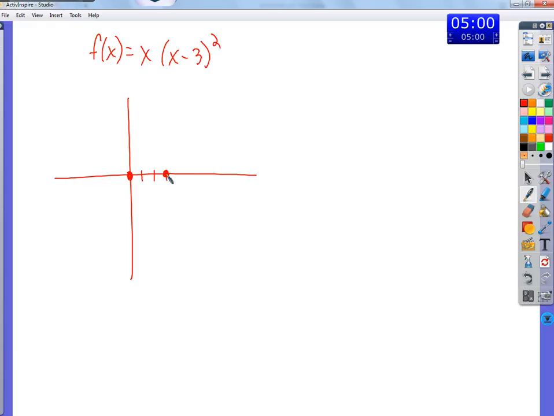Let's look at our end behavior. Our end behavior is going to be different, and it's going to be a different degree. It's going to be x times x minus 3 times x minus 3, which is x times x squared minus 6x plus 9. But then when we multiply by x, we're going to get x cubed plus other stuff. We really just care about the degree and the leading coefficient here when we talk about end behavior.